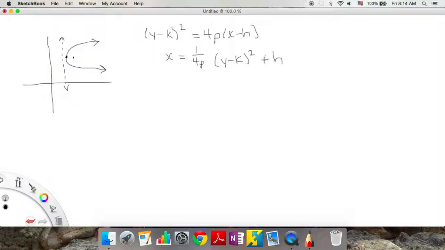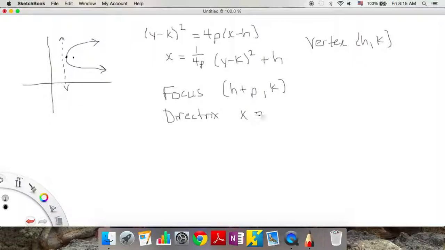If you look at it like this, then you have your equation. If you have x equals and y is squared, then you know it's right and left. If you have y equals and x is squared, then it's up and down. Just like before, our vertex is h comma k. Now, though, our focus is moving right and left. So we add the p to our h instead of the k. And for our directrix, we have a vertical line this time, so we have x equals h minus p.